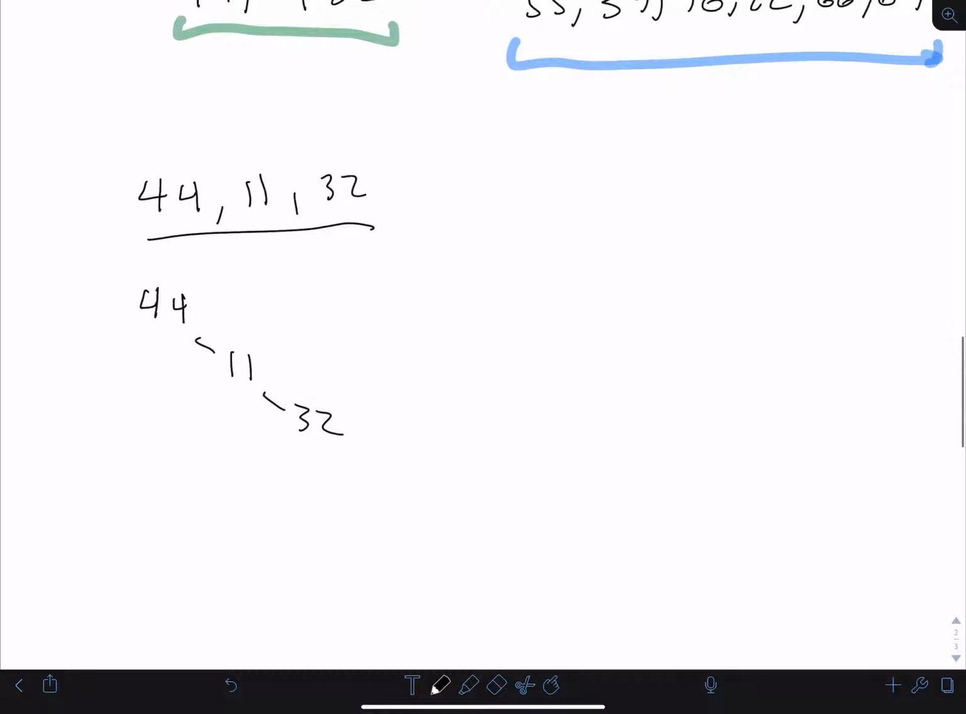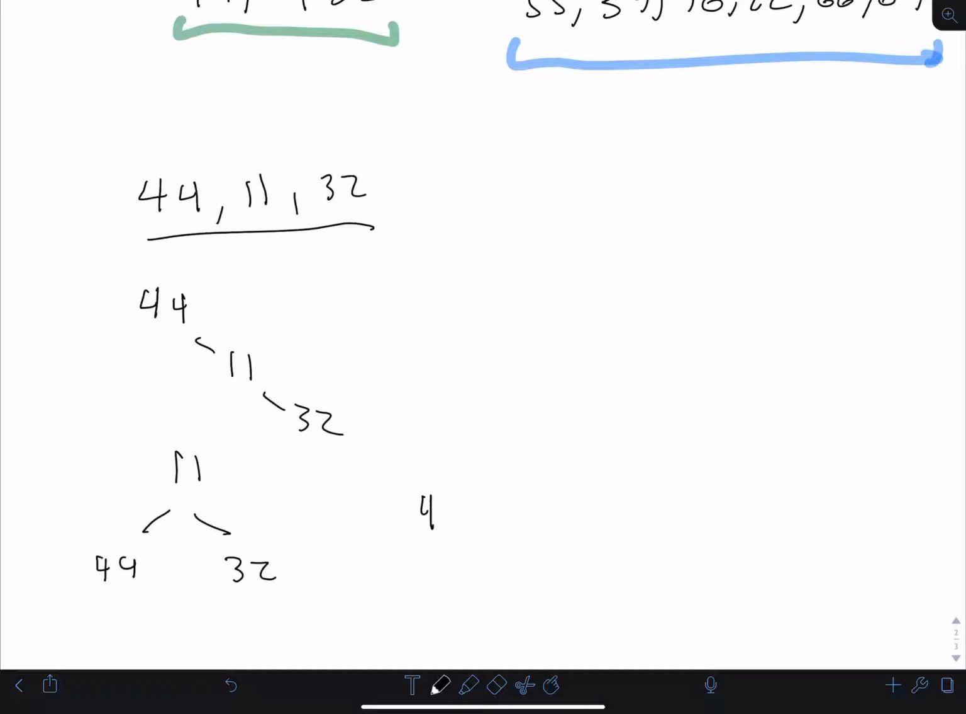What other things could this be? Well, it could be 11, 44, and 32. It could also be 44, 32, and 11. That could work as well. Can it be 32, 11, and 44? Yes, I was just thinking about that too. Are there any other ones? I don't think so. Yeah, there is actually one more, I think.